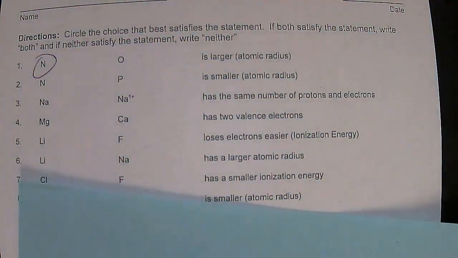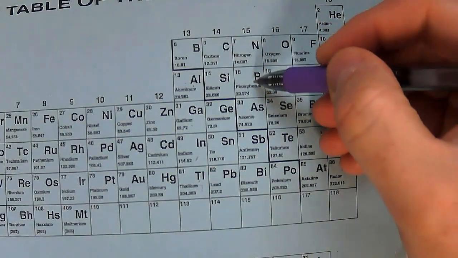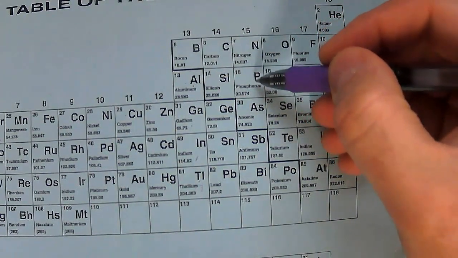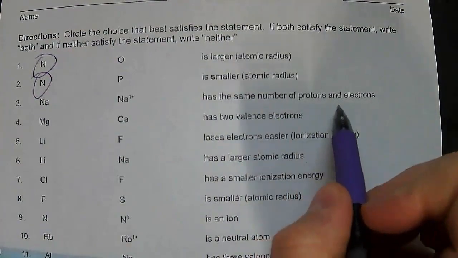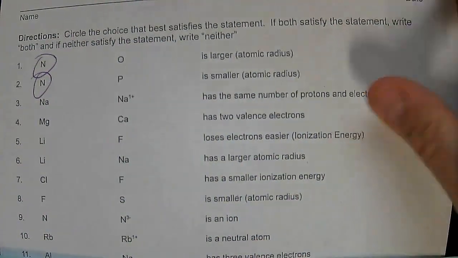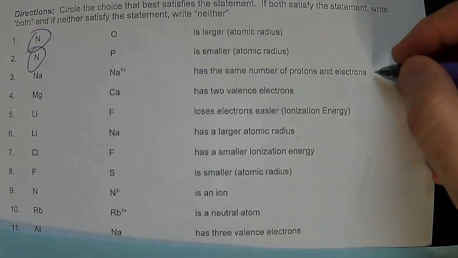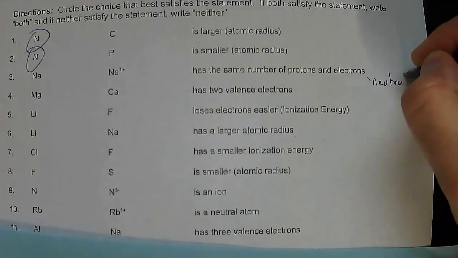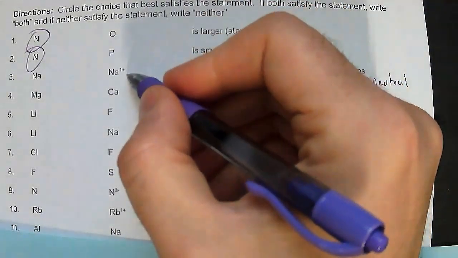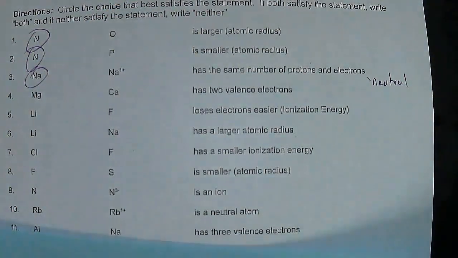Okay, and then N or P, which one is the smaller one? Okay, again, as we go down the periodic table we get bigger, so N is the smaller one. Okay, and has the same number of protons and electrons. This is kind of a review. The same number of protons and electrons means that this atom is neutral. And so if we look, this one has a charge here, that's an ion, so that's the answer there.